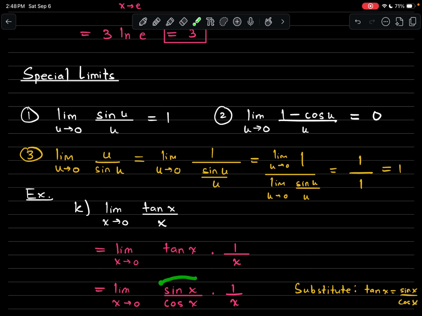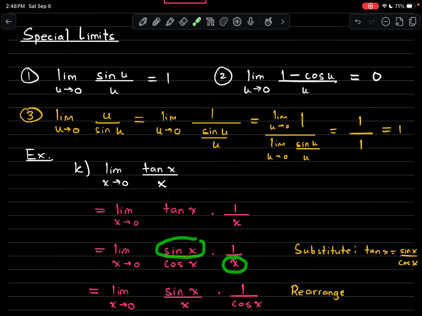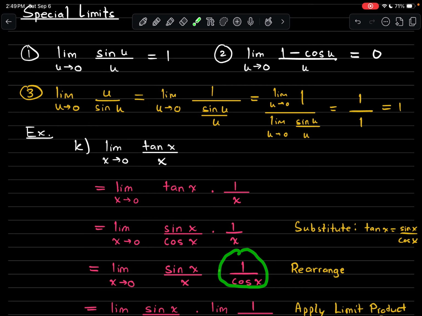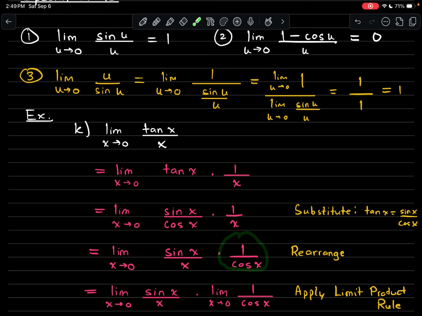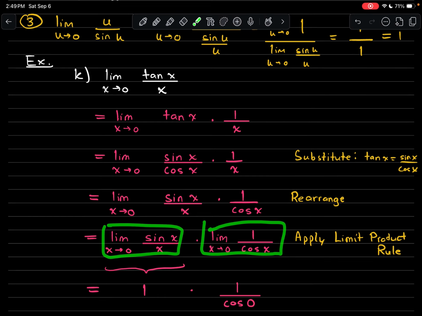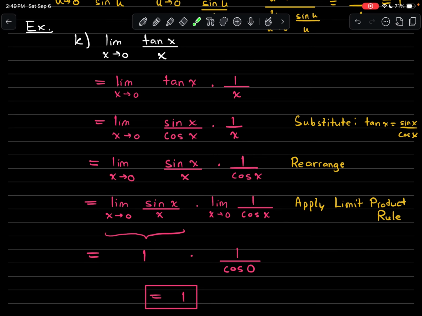Okay. Now you're seeing the sine x, you're seeing that 1 over x component there. We can rearrange this to now fit our form here. So we get the limit as x approaches 0 of sine x over x times 1 over cosine x. Go ahead and apply your product rule. This is going to become 1. This is going to become 1 over cosine of 0, which is also 1.